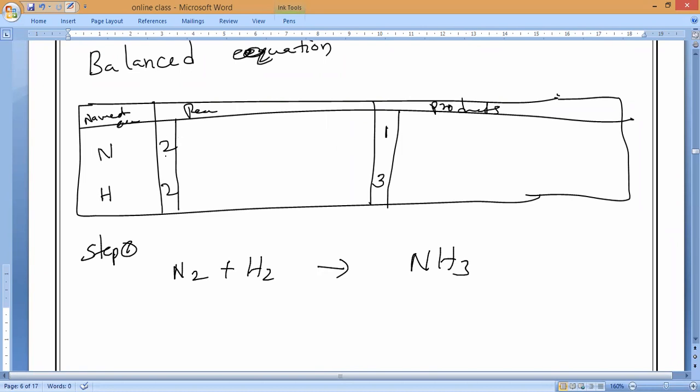Now nitrogen, you notice, here 2 and here how many? 1. And hydrogen here 2 and here 3. Now we want to balance the reactant side and product side. Let me choose nitrogen first. Nitrogen is here 2 and here 1. So we want to balance on the reactant side or product side? Which one? Tell me. Reactant side, product side.